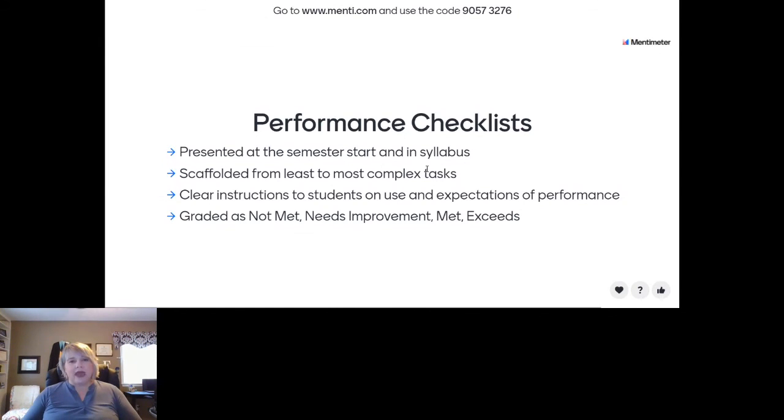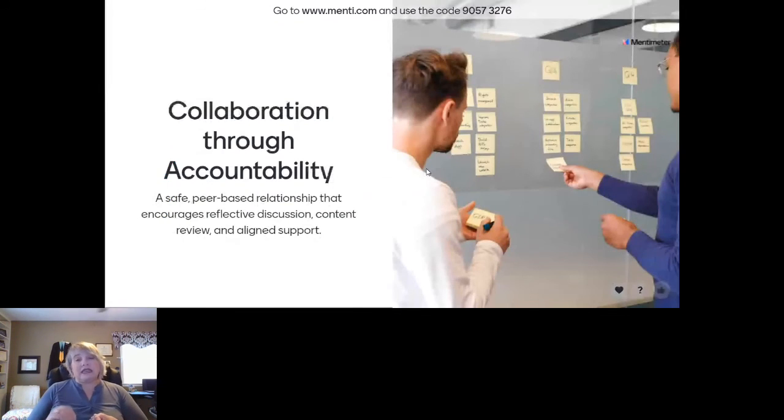The only way they can master a topic and a concept and a skill set is to practice it. It's got to be purposefully practiced. So we need to integrate that into our instruction, purposeful practice, and performance checklists can actually help do that. Collaboration through accountability. This is what I like to call a very safe peer-based relationship between students. It encourages reflection, discussion, review, studying, and aligned support.